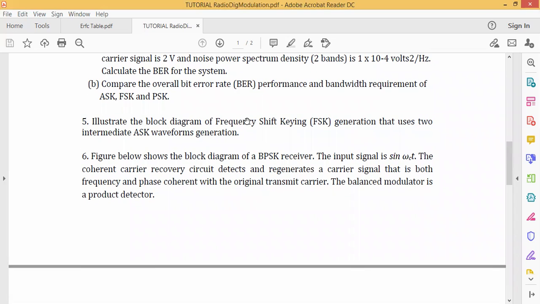Illustrate the block diagram of FSK that uses two intermediate ASK waveforms. So this one is also in the slide.